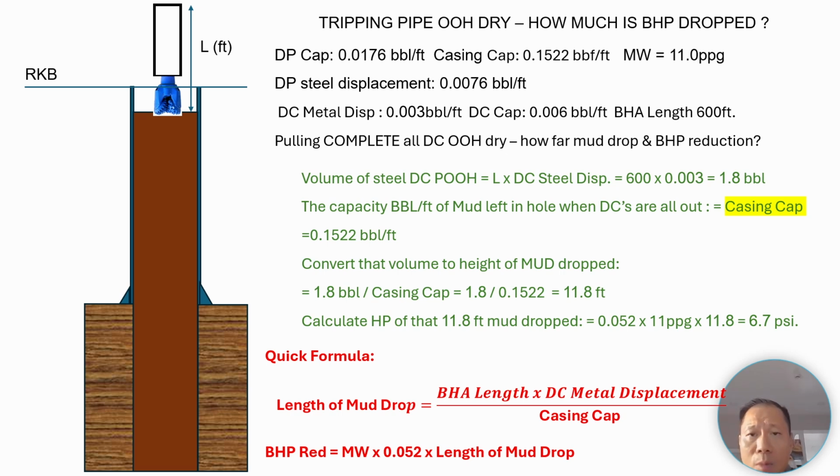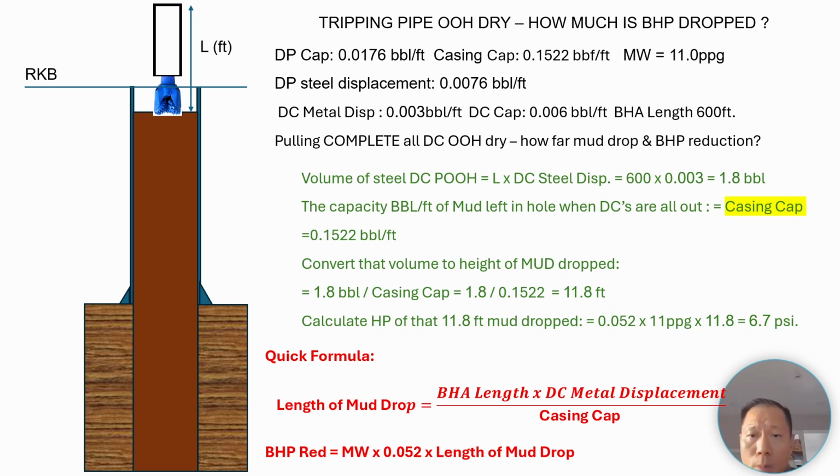Now you work out how much the bottom pressure has dropped. Similar concept. You work out the volume of the steel of the drill collars that has been pulled out. You take the length times the steel displacement of the drill collar. You take 600 times 0.003, you get 1.8 barrels, right? Then you work out the capacity in barrels per foot of the mud left in the hole between the drill collars and the casing. But now, because the drill collars are all out and you have nothing in the hole, it's simply the casing capacity in this case, which is 0.1522 barrel per foot.